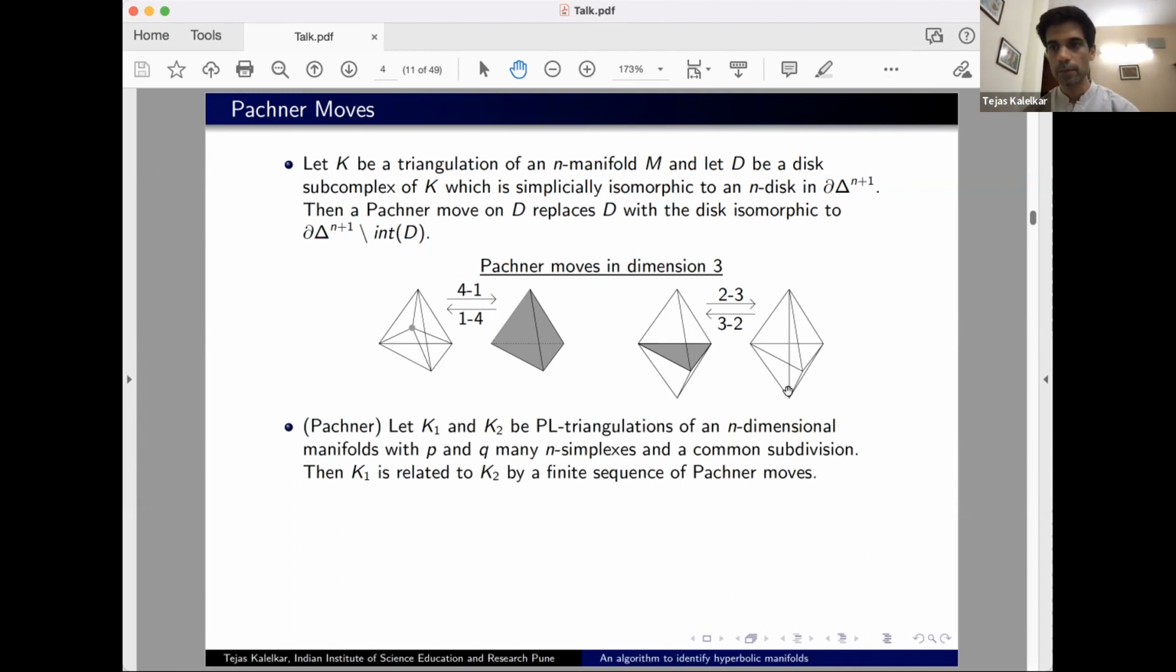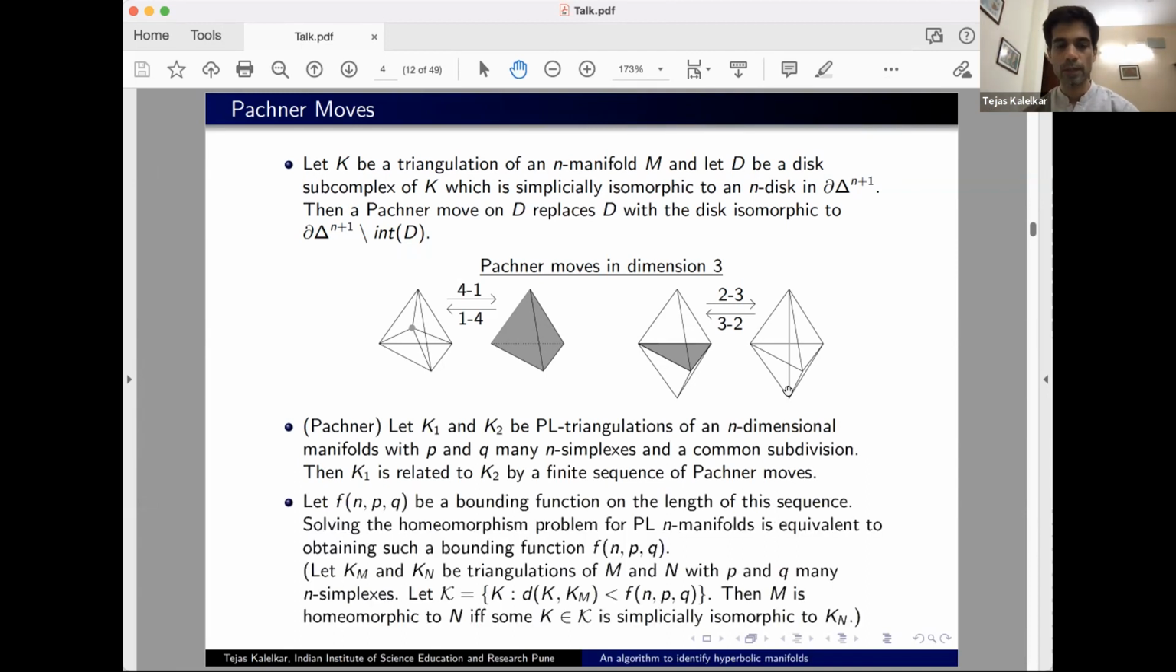And the reason it shows up in the context of the homeomorphism problem is because if I have a bounding function on the length of this sequence, on how many Pachner moves I need to go from K1 to K2, existence of such a bounding function is equivalent to solving the homeomorphism problem. And to see it in one direction, actually both directions are fairly straightforward, but to see it in the direction that we want, suppose we had such a bounding function.